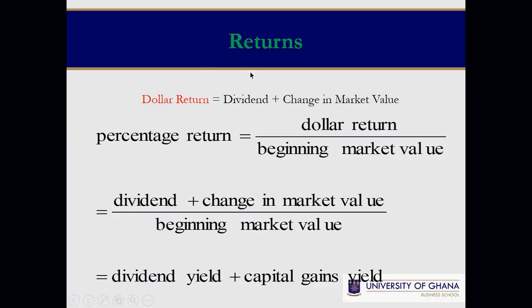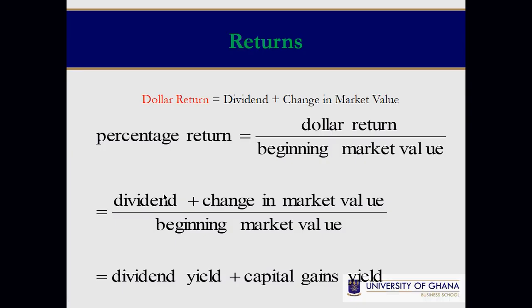All right. So when we move on, percentage return is the dollar return over the beginning market price, right? As I used, the beginning market price was, let's say, 20. So basically that's it there. And then it can also be broken down as the dividend plus the change in market value, which is here, the dollar return, the same thing we are seeing, and then over the beginning market value.